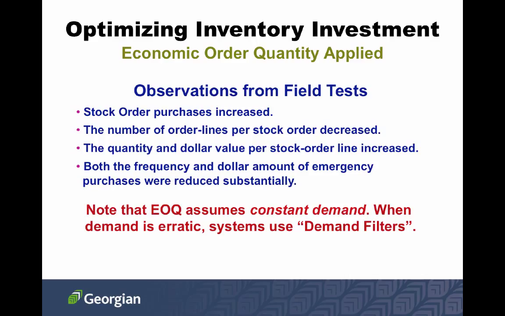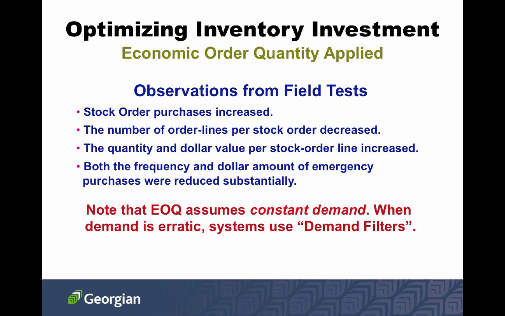There's a final note here. EOQ assumes constant demand, and many of our earlier calculations assumed predictability, and any experienced parts manager knows that that's rarely the case. When demand is erratic, systems use so-called demand filters, and there are usually two levels of demand filters. They either automatically adjust orders when unusual demand is spotted. It's sort of a buffer kind of system that's inputted. And the second is that when there is really radically different demand, it generates a report for the parts manager to review.